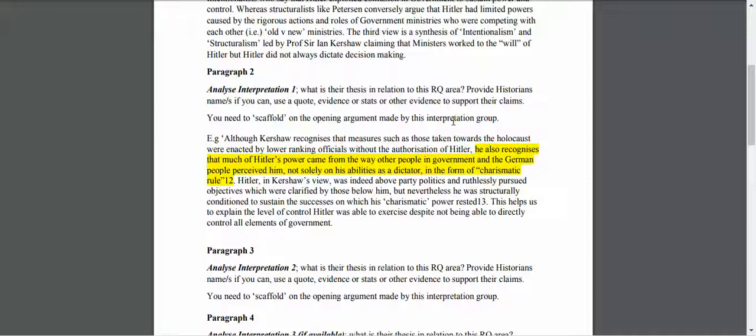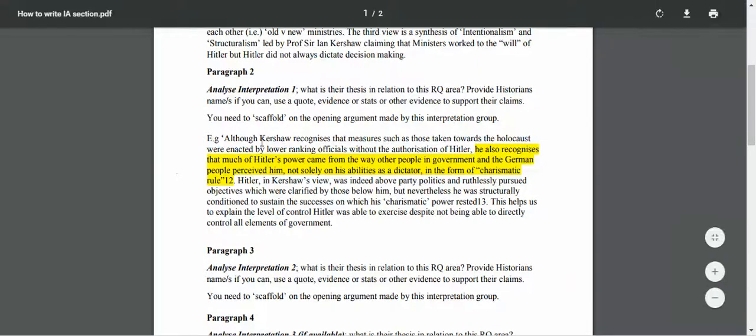Here, for example, is a good one. Although Kershaw recognizes that measures such as those taken towards the Holocaust were enacted by lower-ranking officials without the authority of Hitler, he also recognizes that much of Hitler's power came from the way other people in government and the German people perceived him, not solely on his ability as a dictator, but in the form of charismatic rule.